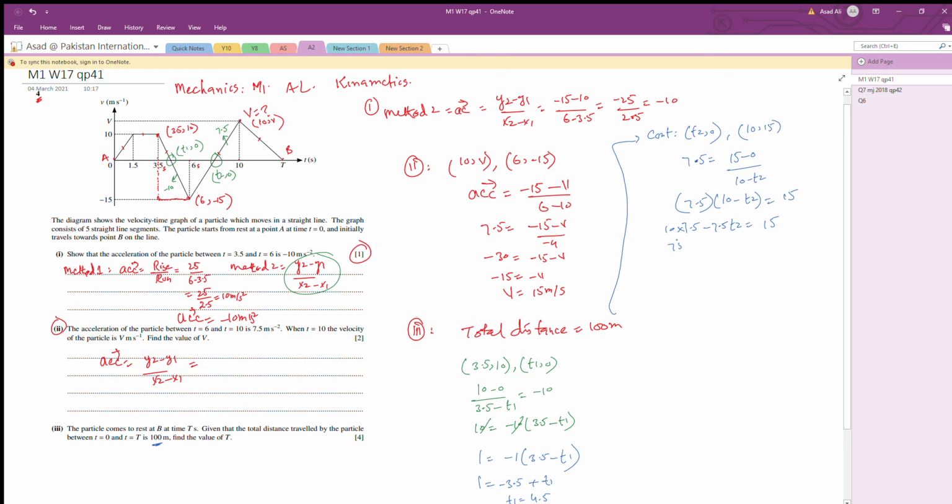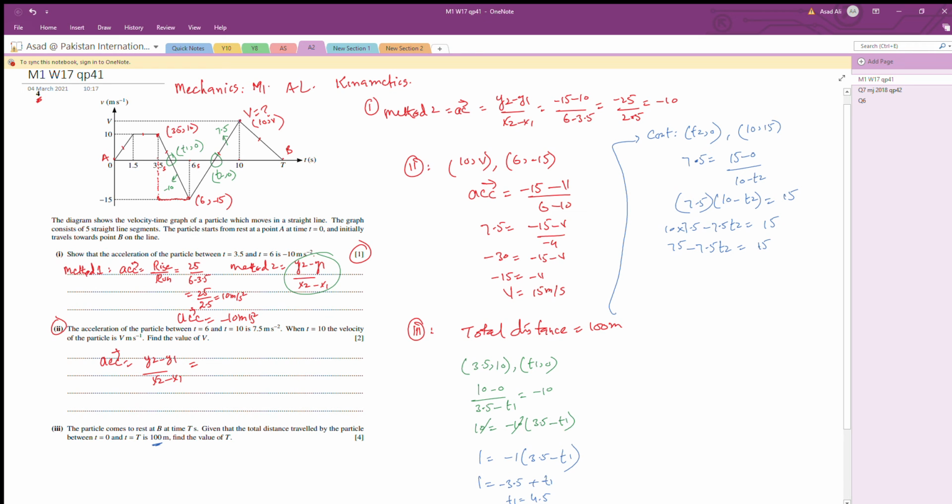Now 7.5 into 10 is the value. What's the acceleration here? Yeah, 7.5. So 7.5 into 10 is basically what? 75. 7.5 into 10 is 75. Okay, 75 minus 7.5 t2 is equal to 15.